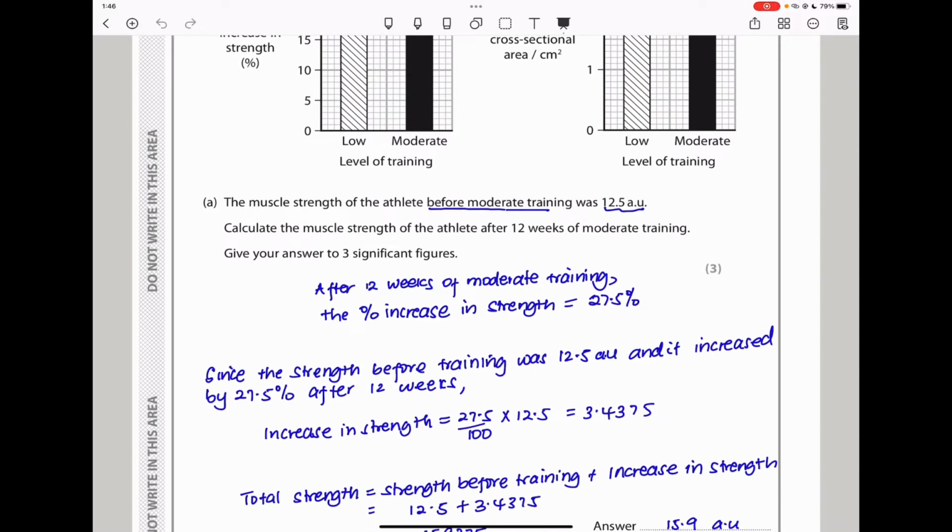So here I say, if we have the original, to find the increase in strength, we will say percentage increase times the original strength, and it gives us this. So this is the increase, 3.4375 AU, that has occurred.